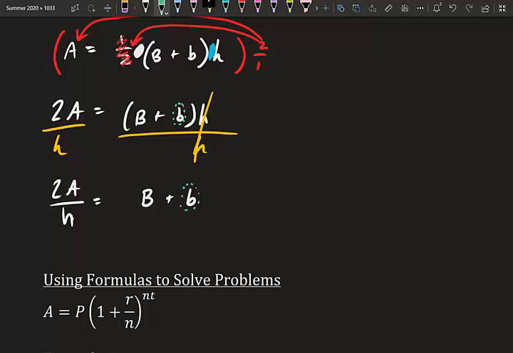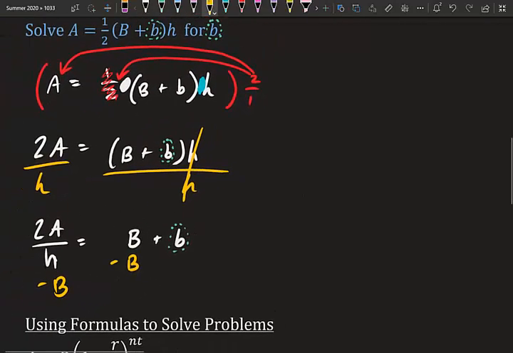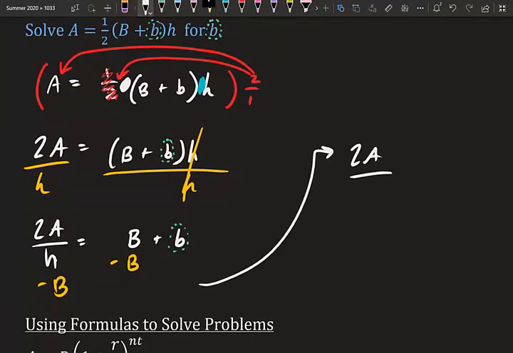All right, so we have b plus little b. The opposite of, we have to get it by itself. It's not multiplying, it's a positive b. So we need to subtract big B. So what we're left with is 2a over h minus b equals little b. And that's it. We don't need to combine like terms. We don't need to subtract them. That is it. We are done.